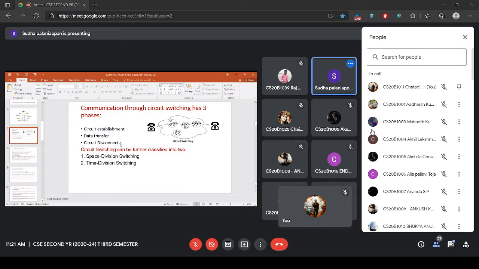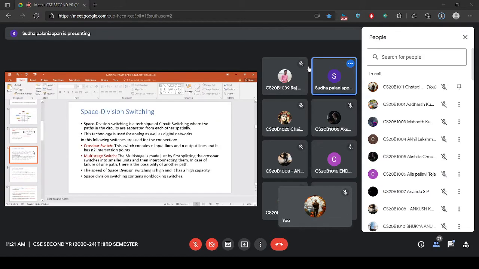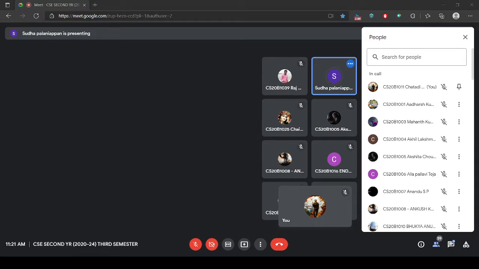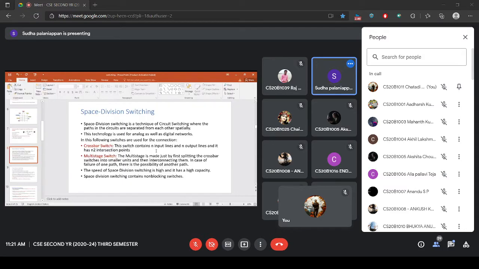Circuit switching can be further classified into two: space division and time division. Space division is one kind of circuit switching, used for analog and digital networks. In space division, there are two switches that can be used: the crossbar and the multi-stage switch. The crossbar has n inputs and n outputs, like a matrix. You can think of it like an image, like a matrix.